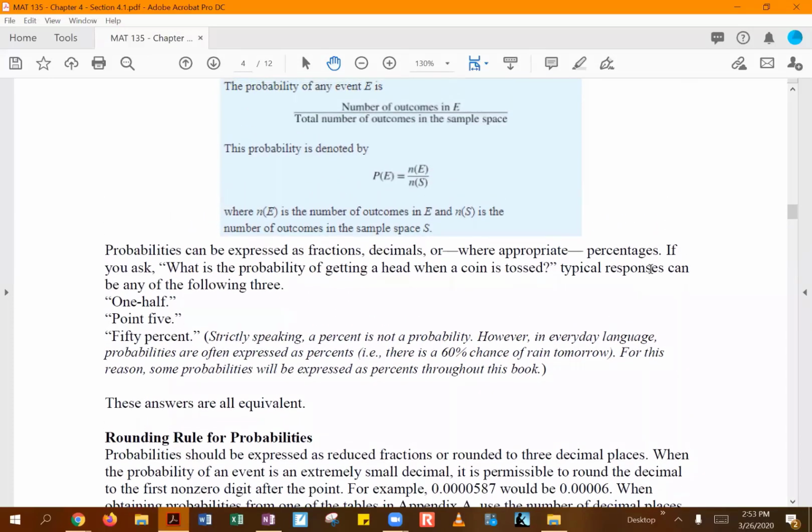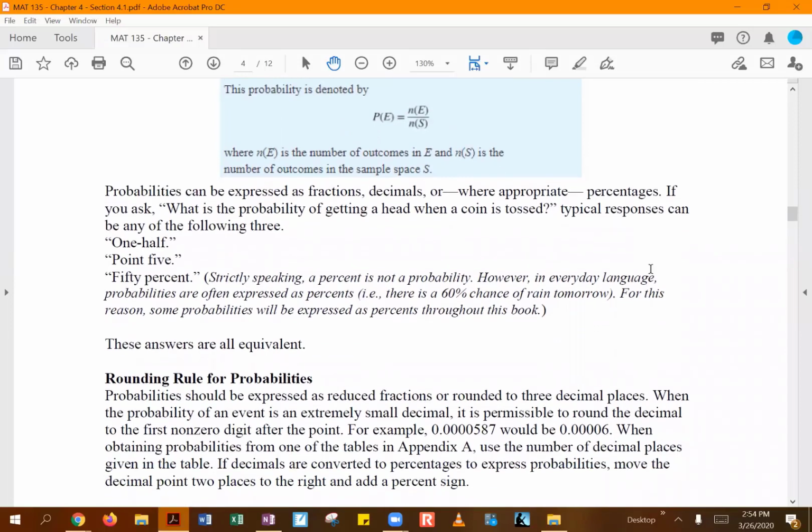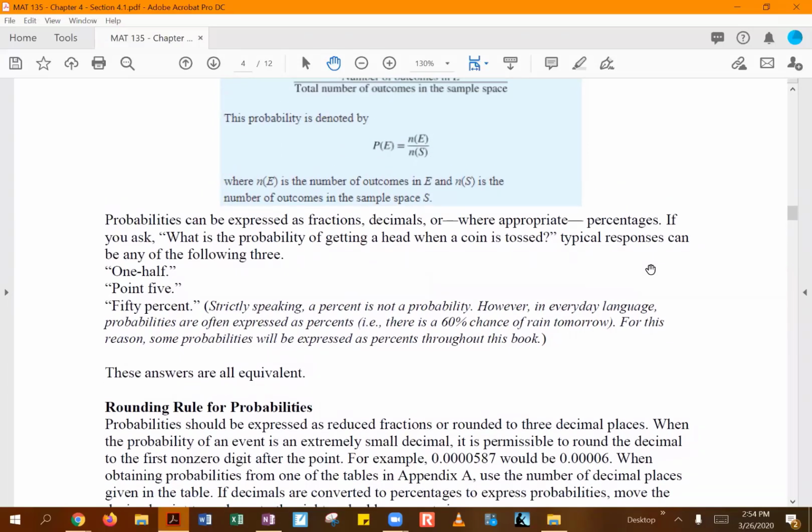Alrighty, so how about probabilities? Now, we've talked a little bit about probabilities. We didn't quite get into that in depth. In the first 3 chapters, we kind of just hinted on them. But keep in mind that your probabilities can be written as fractions or decimals.